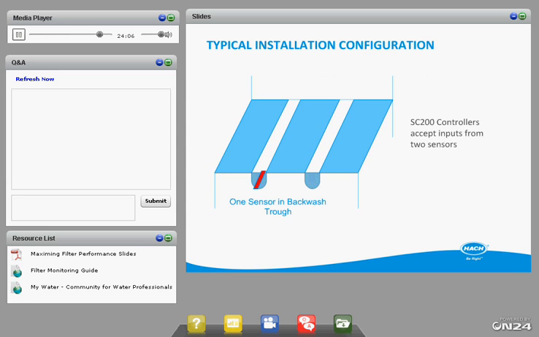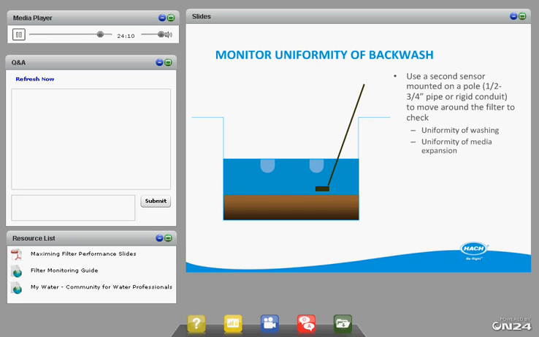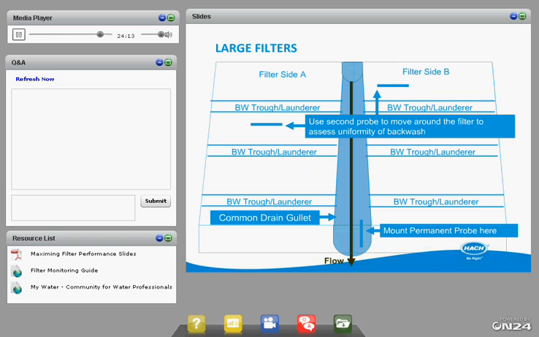Because of this, though, and because of some of the large filters, the principle is still the same. You'll want to have one instrument fixed in the common drain gullet, and that's the blue bar there at the bottom center of the screen. And you'll also want to have another probe to be able to move around to ensure that the filter is being changed. Really, the principle doesn't change whether it's a small filter or a large one, but the ability to measure different sampling points across the filter becomes more important in a larger filter.